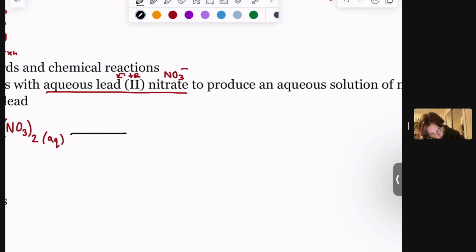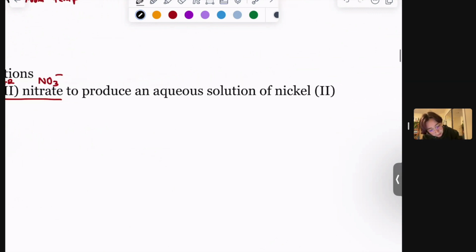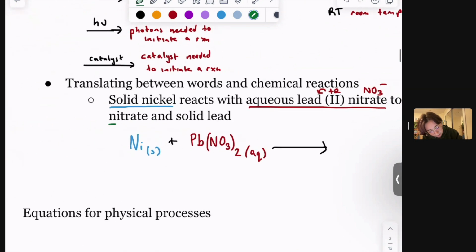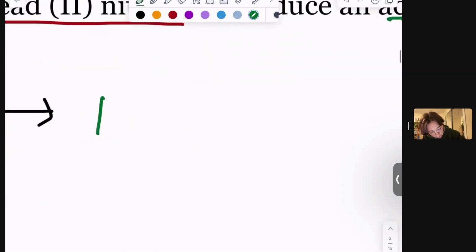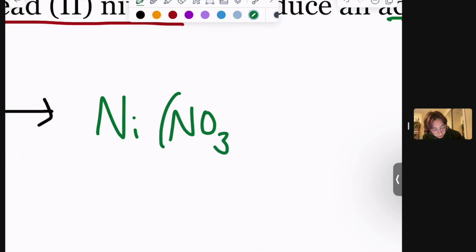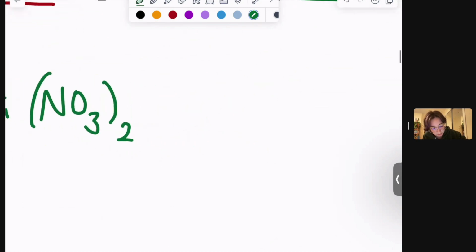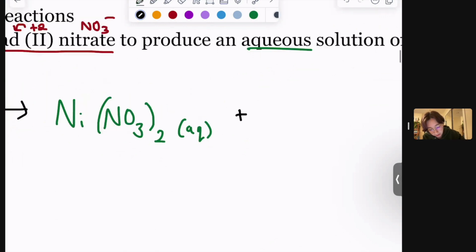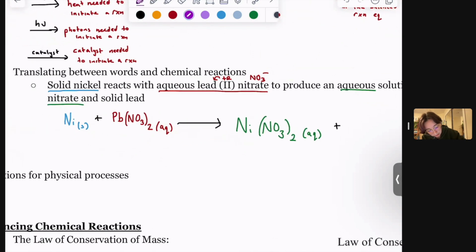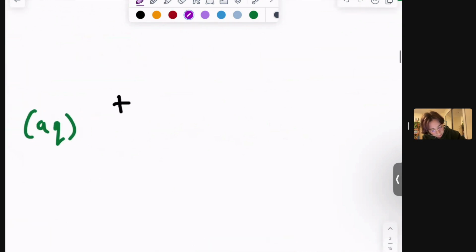Produce, so indicating that I'm going to make some products, other side of my arrow. An aqueous solution of nickel 2 nitrate. So again, you have nickel, and that nickel has a +2 charge because there's 2 in the name. Nitrate, which has a -1 charge, so I need 2 of them to make a balanced compound, and that is aqueous. And my other product, it says and solid lead. So Pb solid.